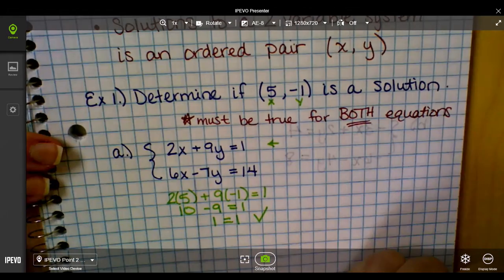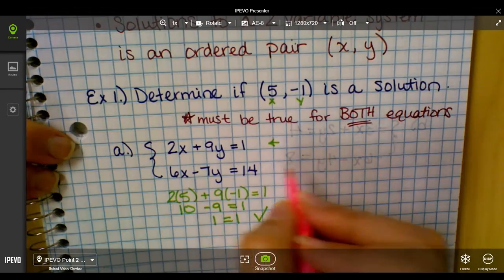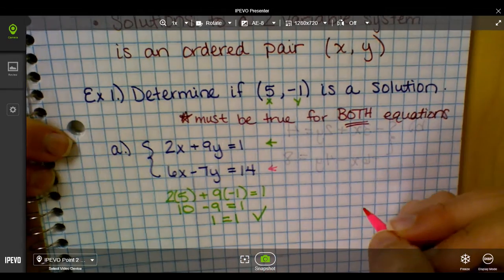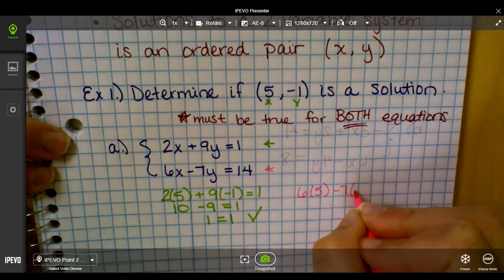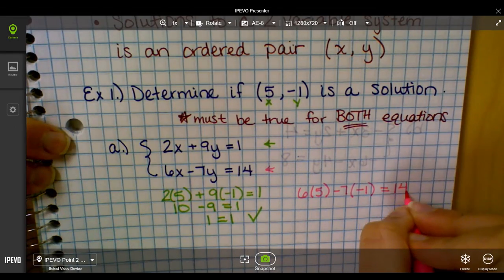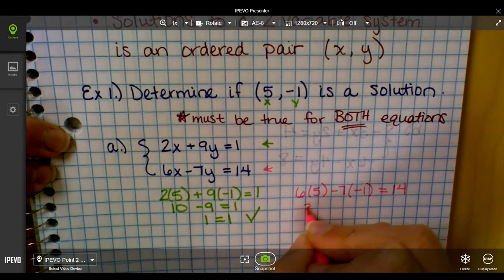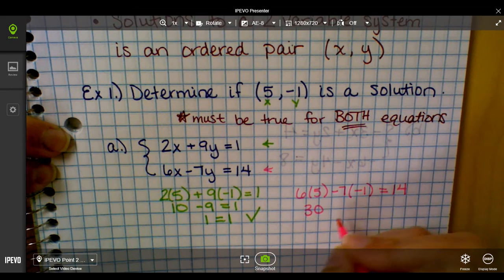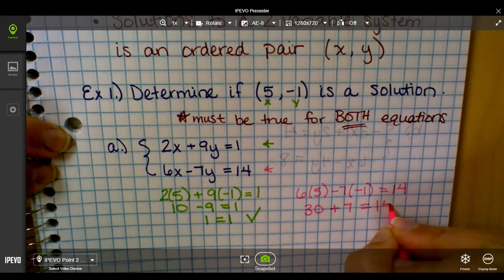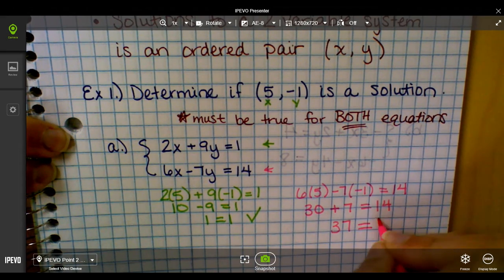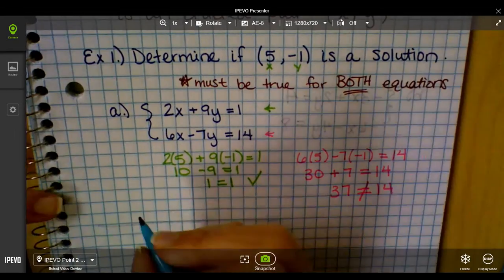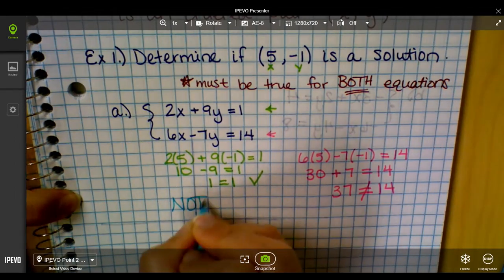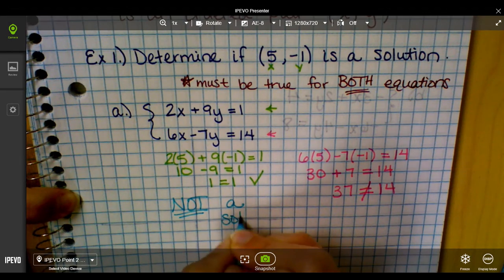All right, but that's not good enough. If it works for that one, it's a solution to that one, but what about this one? So we still have to double check that one over here. So now I'm going to have 6 times 5 minus 7 times -1, and this should equal 14. So 6 times 5 is 30. -7 times -1 is positive 7. And then this should equal 14, but it doesn't. So 37 does not equal 14. So this is not a solution to the system. It worked for one, but not the other. So our final conclusion is not a solution.